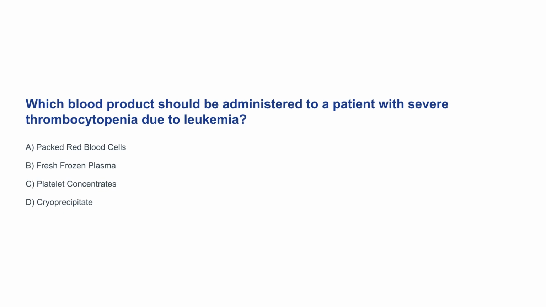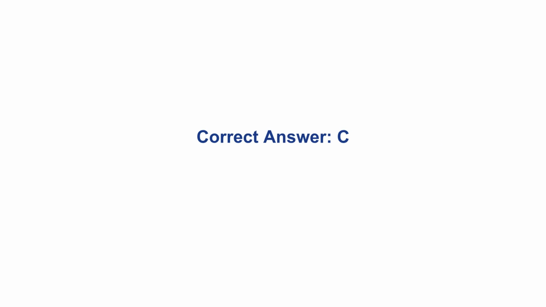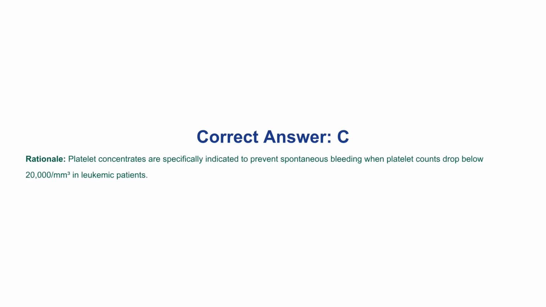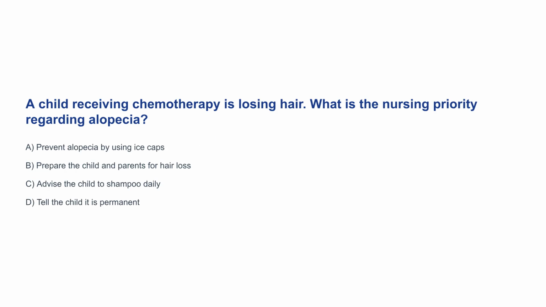Which blood product should be administered to a patient with severe thrombocytopenia due to leukemia? The correct answer is C. Platelet concentrates are specifically indicated to prevent spontaneous bleeding when platelet counts drop below 20,000 per cubic millimeter in leukemic patients.